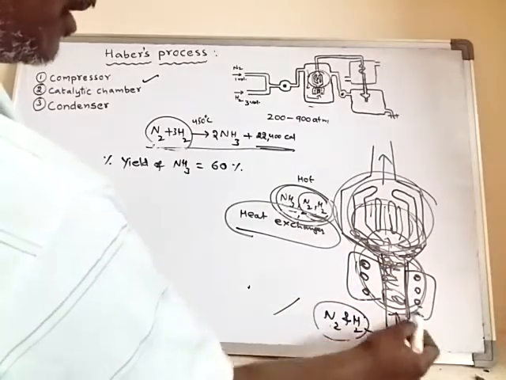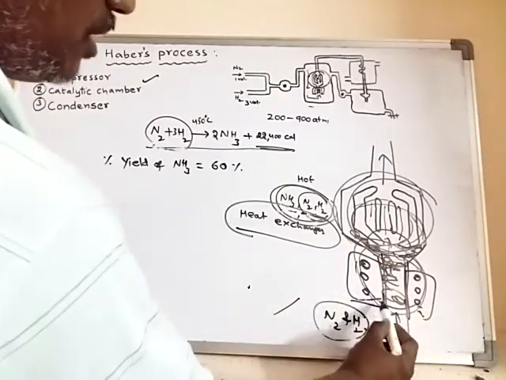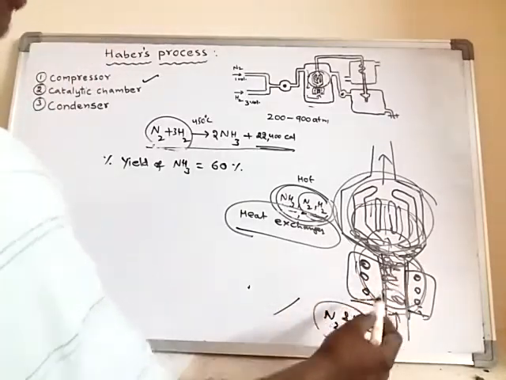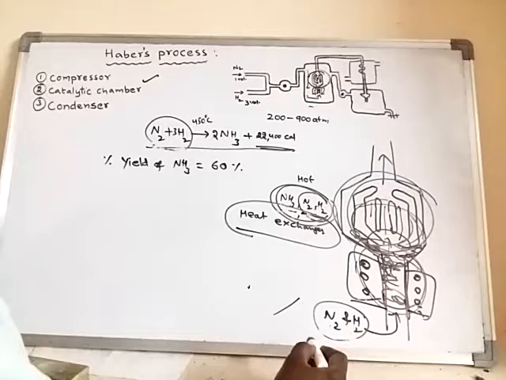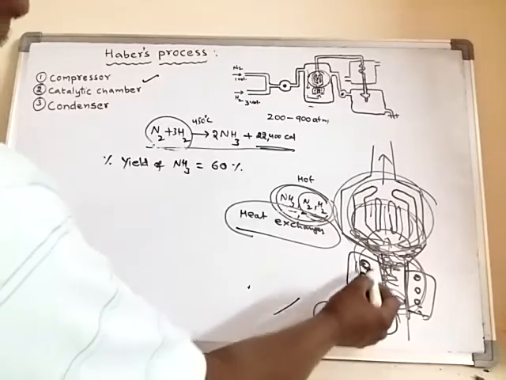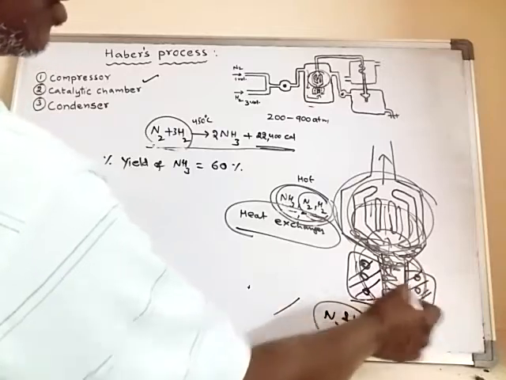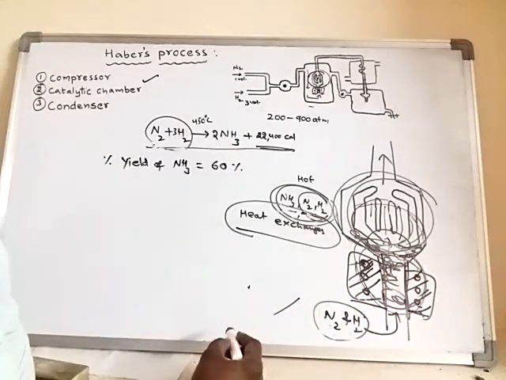It is surrounded by heating coil. So initially we have to heat this mixture with the help of heating coil, but after some time we have to stop heating with the heating coil. Heating coil is stopped. So why is the heating coil stopped?